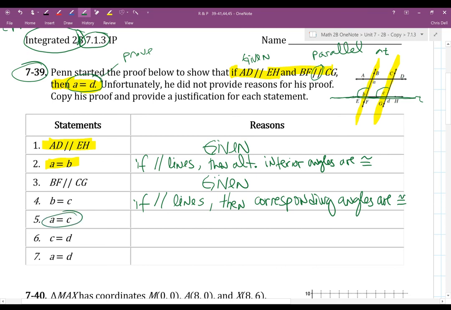Now, why am I able to say A equals C? Here's my statement, A equals C. Well, if I look back at what I just did, I just said that A is equal to B, and B is equal to C. Do you see how the B's can be substituted, and therefore A is equal to C? So the reason is by substitution.